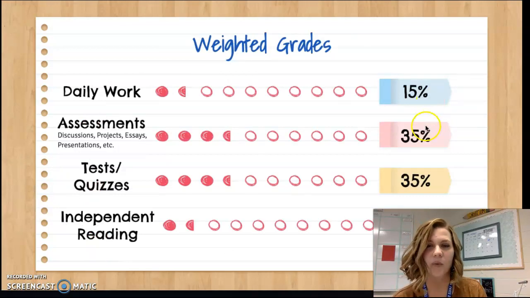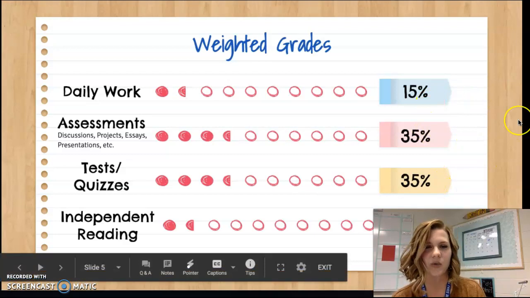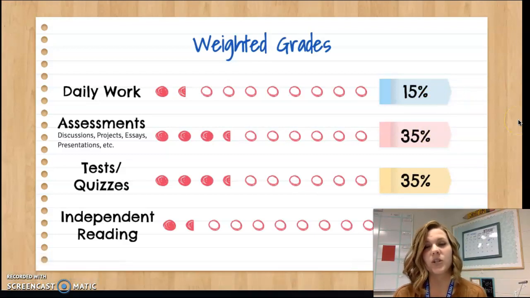This is how I will be weighting your grades. So I will be putting these into PowerSchool. And so I just wanted to show you that daily work, so assignments that we do in class together, will be worth 15% of your grade.